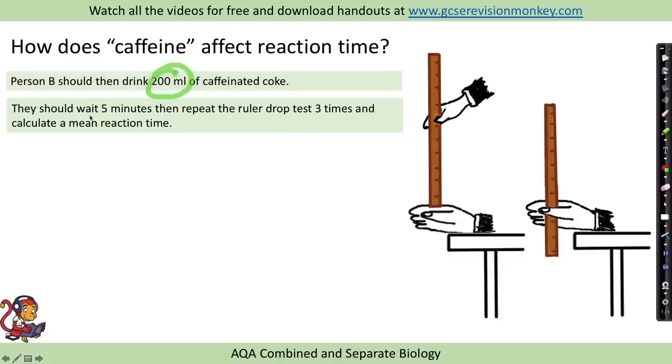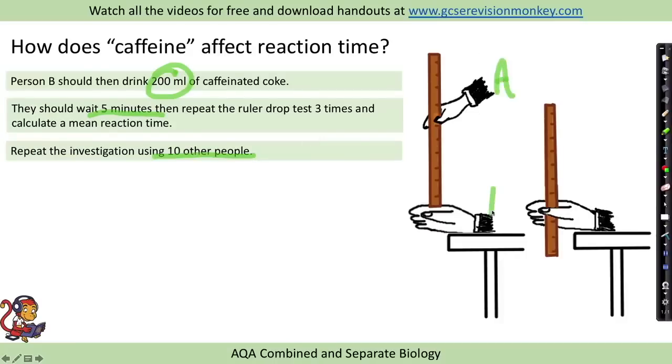Again, you should just suggest a sensible amount of time here, and then repeat the ruler drop test 3 times and calculate a mean reaction time. Repeat the investigation using 10 other people, so you could first swap around so that person A and B swap around, and then find other people to repeat the investigation.